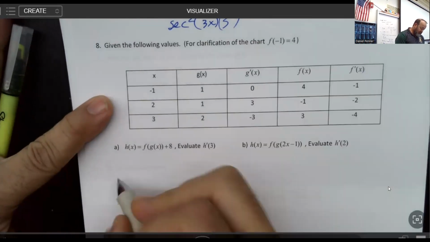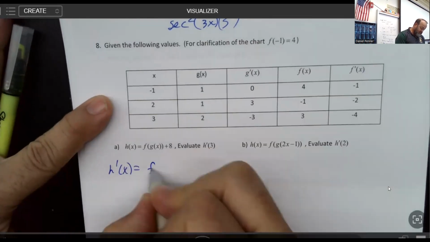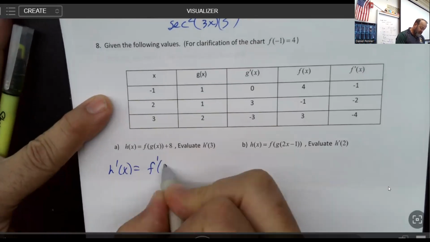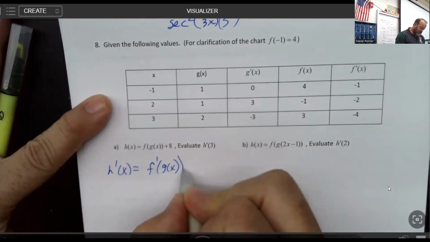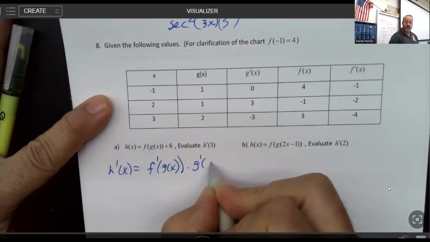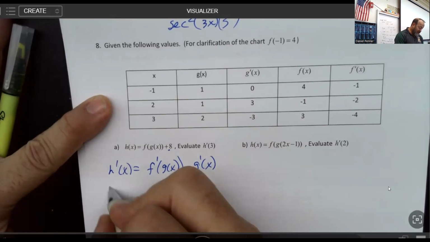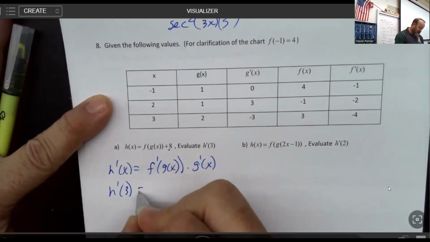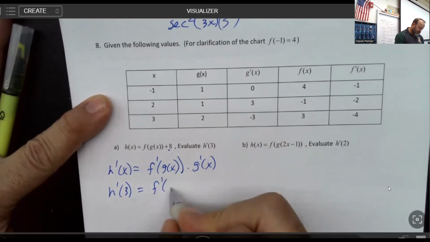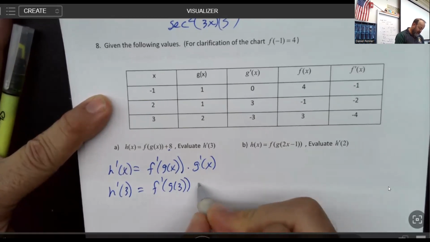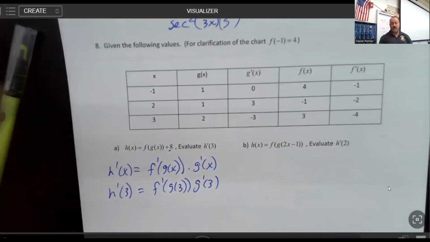So I know that h prime of x would be, chain rule says take the derivative of the outside function times the derivative of the inside function. And of course, the derivative of 8 is 0. So if I wanted to find h prime of 3, I need to take f prime. Now I'm going to plug in 3 everywhere where I have an x, which is just that same strategy we've been doing for years.